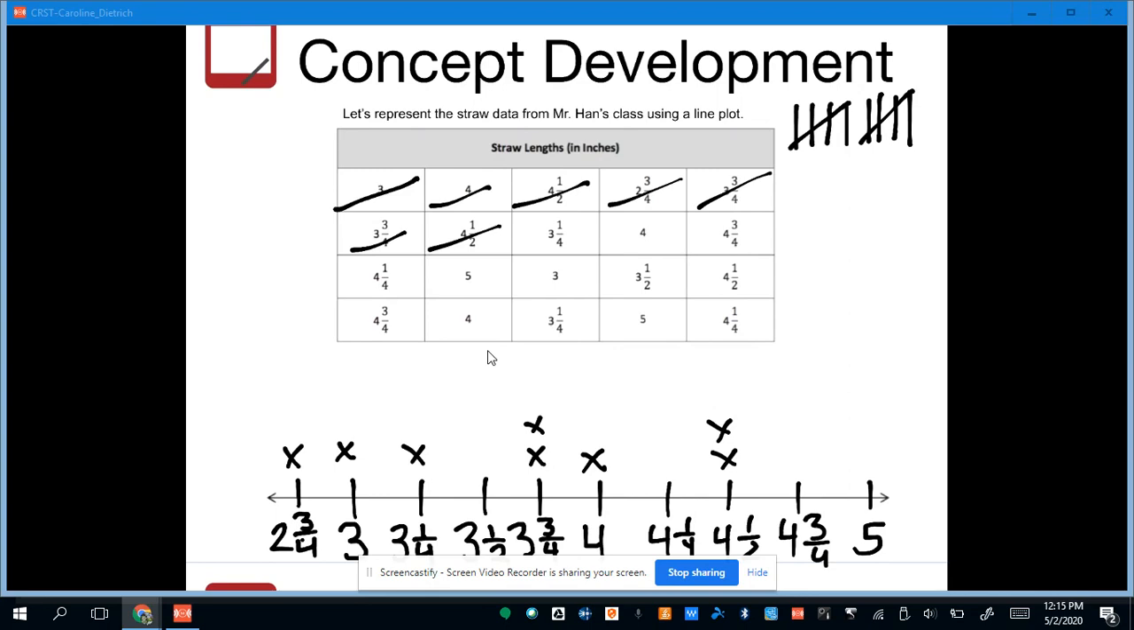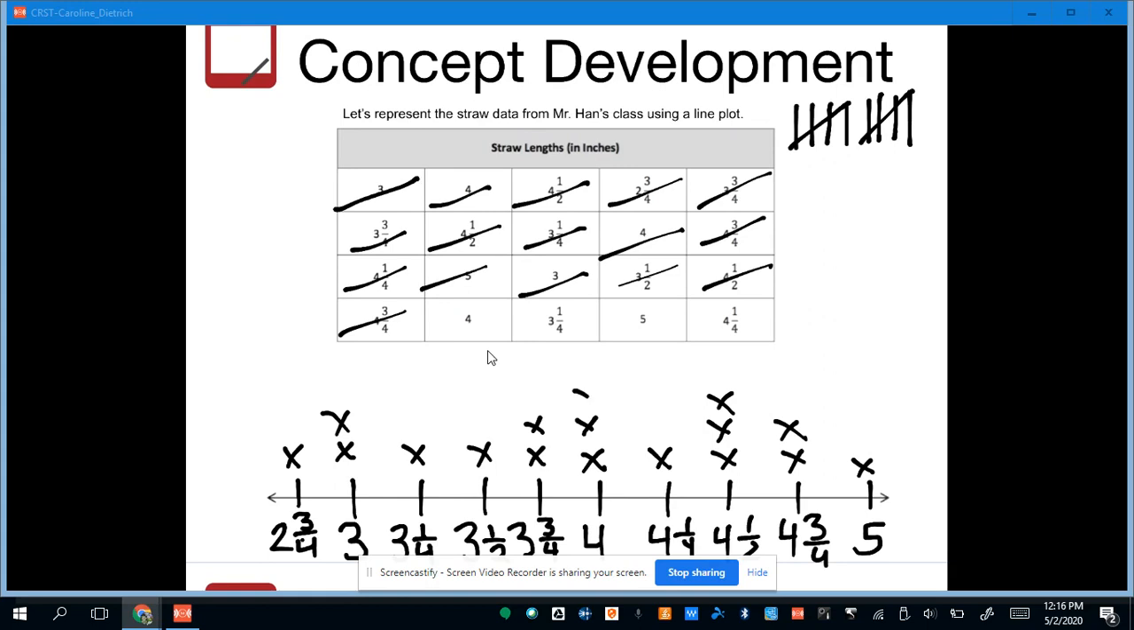3 and 1/4. 4. 4 and 3/4. 4 and 1/4. 5. 3. 3 1/2. 4 1/2. 4 and 3/4. 4. 3 and 1/4. 5. 4 and 1/4. Okay, so we just made our line plot.